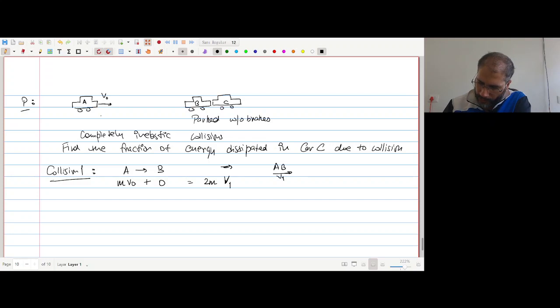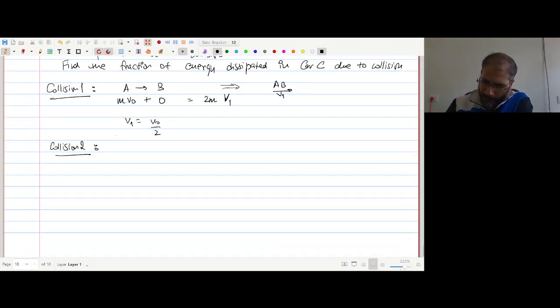Right, so this gives us v1 is equal to v naught by 2. So the two cars A and B will start moving together with half the speed of what A was. And then collision 2, the bunch AB that's moving with v naught by 2 collides with C, and that results in A, B and C all moving together with v2.